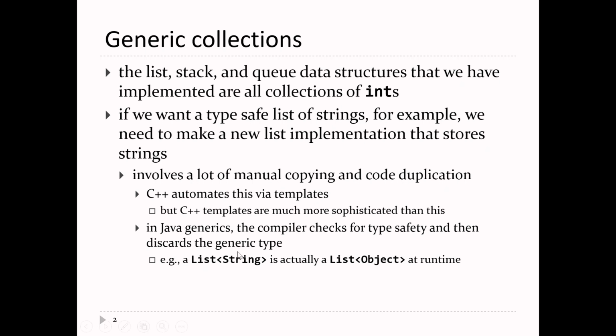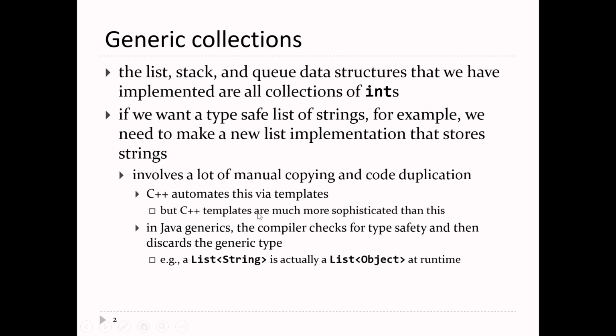In Java, generics work completely differently. When you make a generic data structure, there's only one version of that data structure. In other words, if you make a list of int, the representation is the same as making a list of double or a list of string or a list of anything else. The compiler does not make separate list classes for all of your different element types.